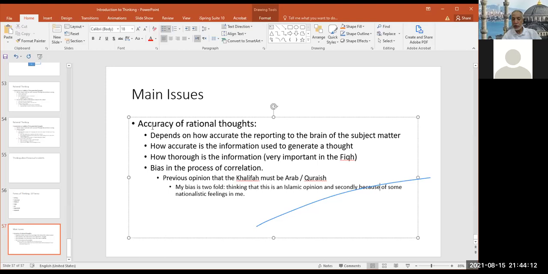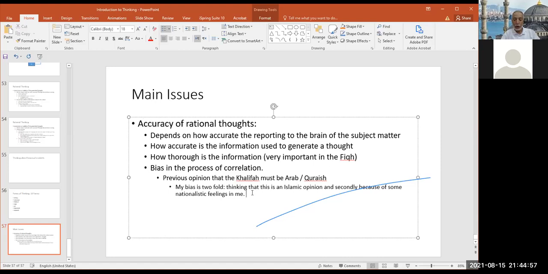So my thought process, the accuracy of rational thoughts, depends on the accuracy of the report to the brain of the subject, on the accuracy of the information I'm using, if it's valid or invalid, how strong this information is, and how thorough or complete the information is. If the information is thorough and complete, then at least there is one element of inaccuracy there. So that's some of the issues with the thought.